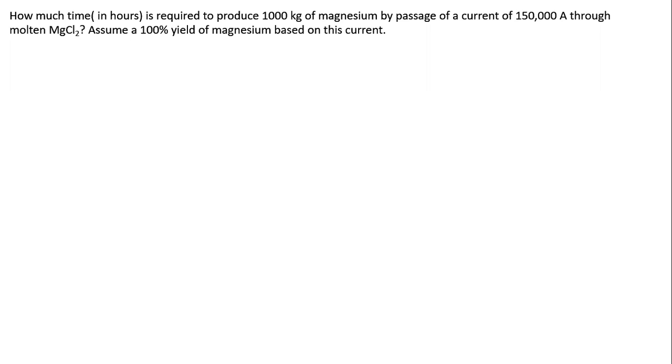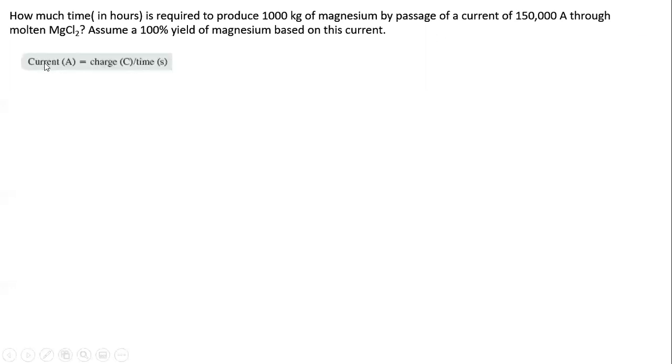So here we want to know how much time in hours is required to produce 1,000 kilograms of magnesium with a current of 150,000 amps through molten magnesium chloride. And we assume 100% yield for magnesium. If you haven't done so, make sure you look over the lecture notes for electrochemistry part 2, because there's a very good flow chart on how to solve electrolysis problems.